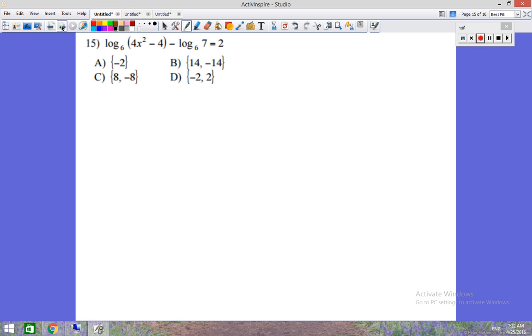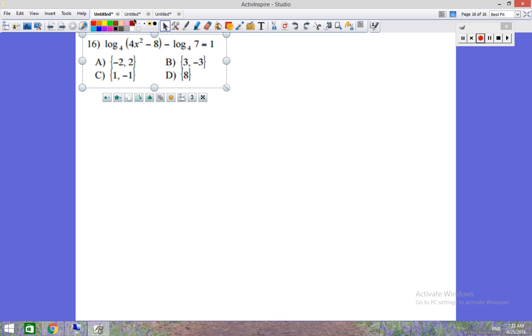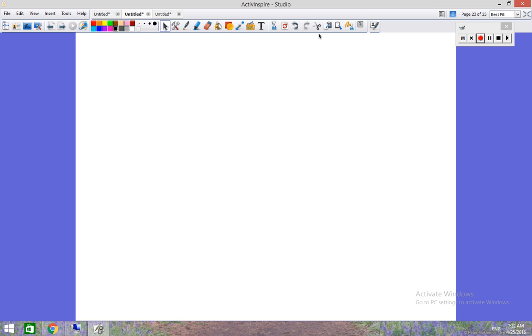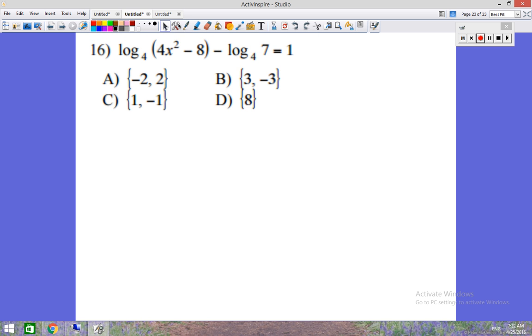All right, the last one. And we see it's similar to the previous ones that we've been doing. On the left-hand side, we have the difference of two logarithms. Log of the numerator minus log of the denominator.